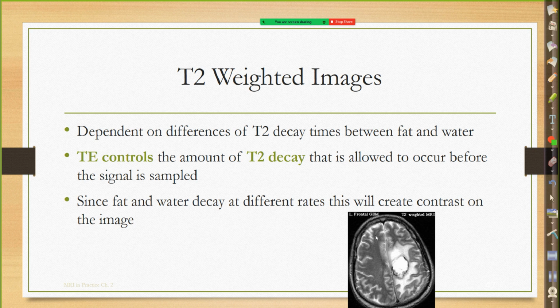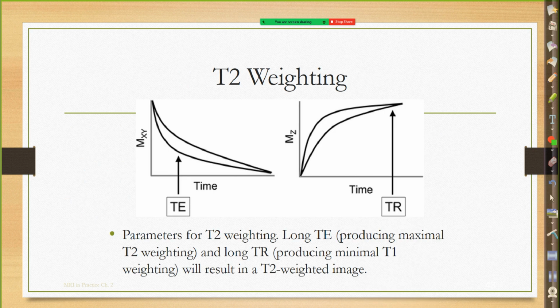So we have a T2 weighted image here and a pathology right here, an edema associated with it. But let's talk about it. Okay, so we want to diminish T1, right? So how do we do that? Just like our proton density weighting, we're going to select a long TR, so we allow those tissues to fully recover, and they're at 100%, so that there's no T1 contrast on our image.